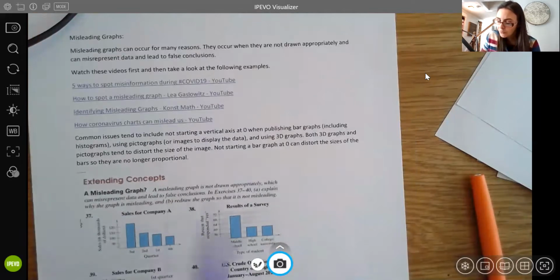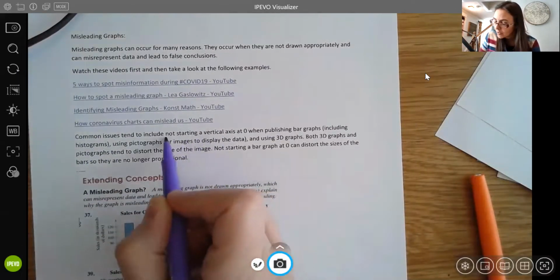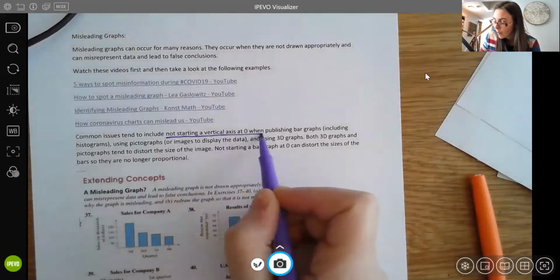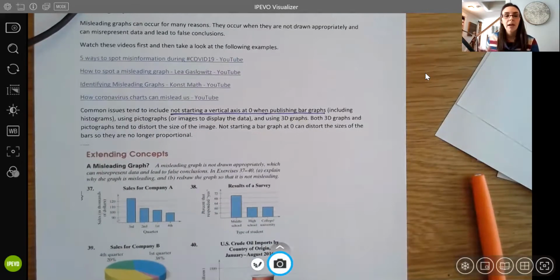So the first most common way that we can mislead the audience is by not starting a vertical axis at 0, particularly when publishing bar graphs. Now, on a case-by-case basis, it may be possible to not start a vertical axis at 0 if you have some sort of line graph. It just depends on the data. As long as the data is still nicely proportioned, it may be possible. But for any sort of bar graph, histogram, Pareto chart, it doesn't matter. You have to start that vertical axis at 0, because if you don't, it distorts the size of the bars.